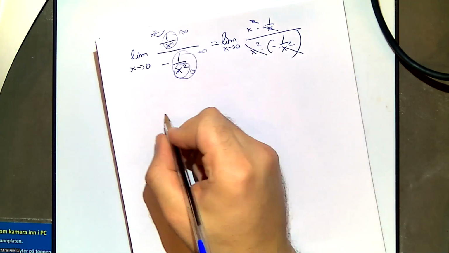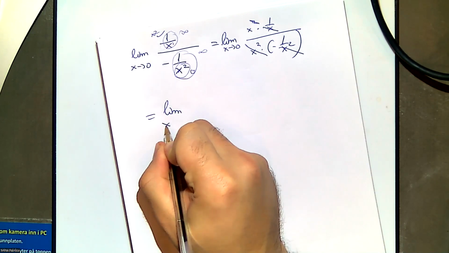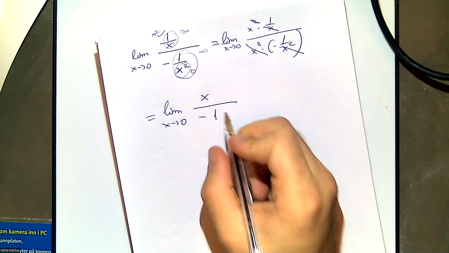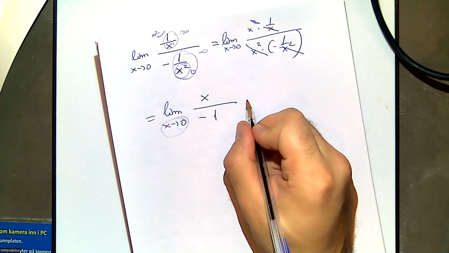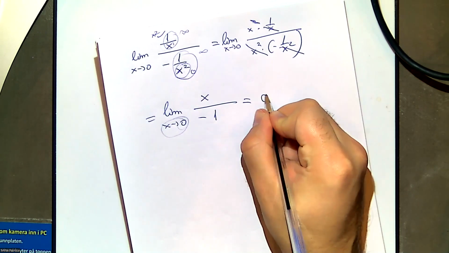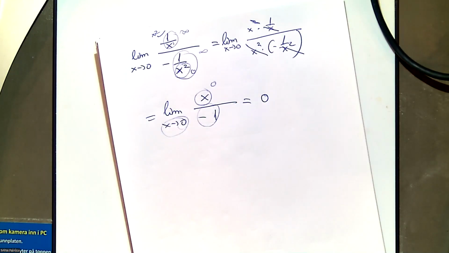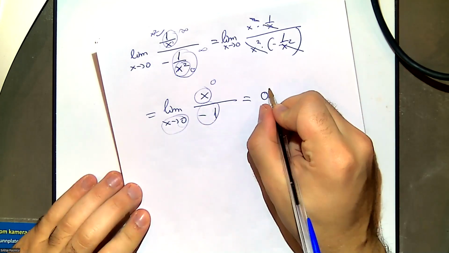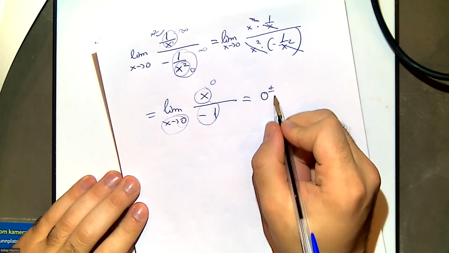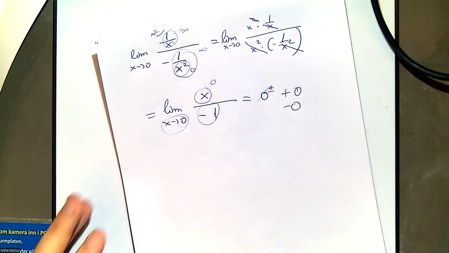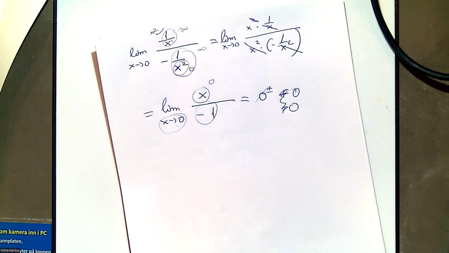Bam, this goes away, and I get the limit as x goes to 0 of x over minus 1. This goes to 0, so this is just 0. Right, x goes to 0, and that's just a constant. Now, you don't have to write plus or minus on the solution. There's no such thing as plus 0 or minus 0, it's just 0, okay? But yeah, this was the problem. Pretty straightforward, I think.